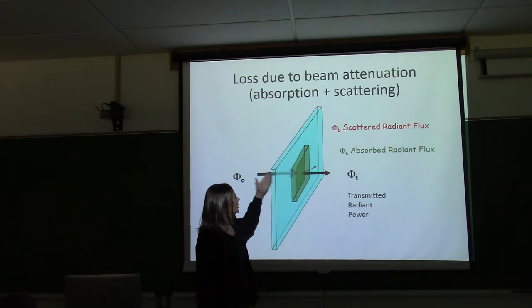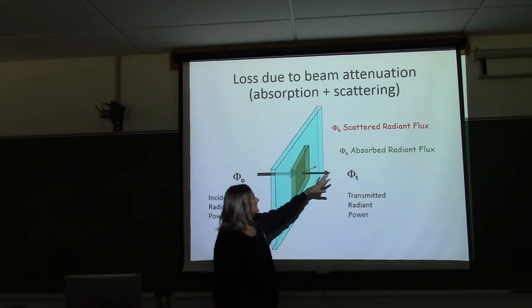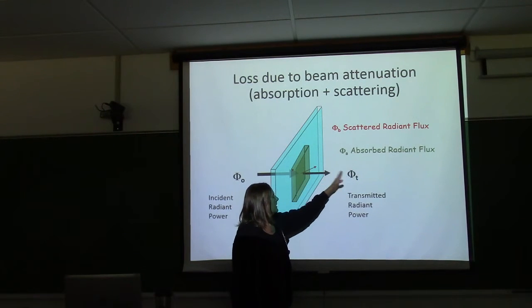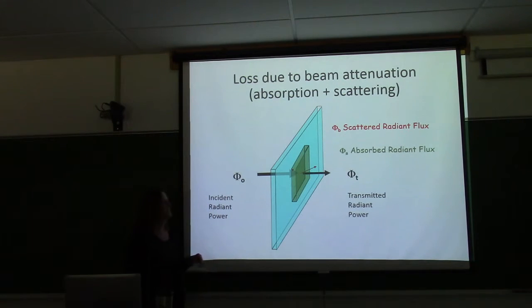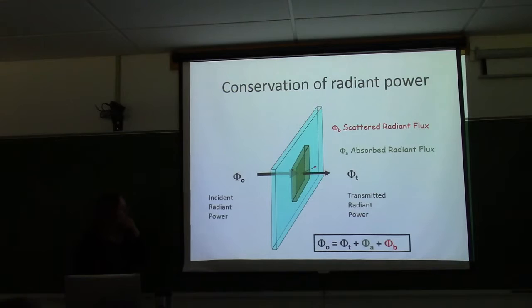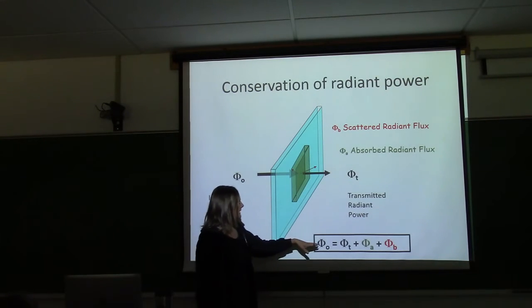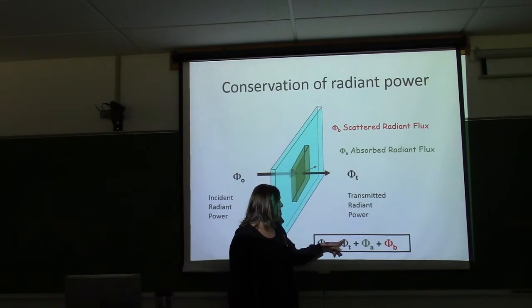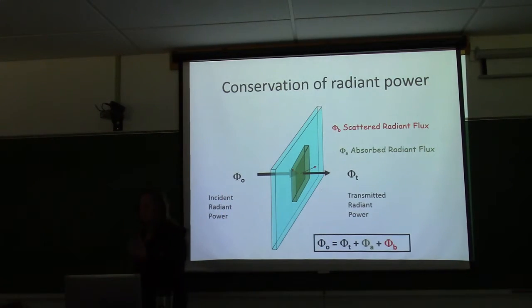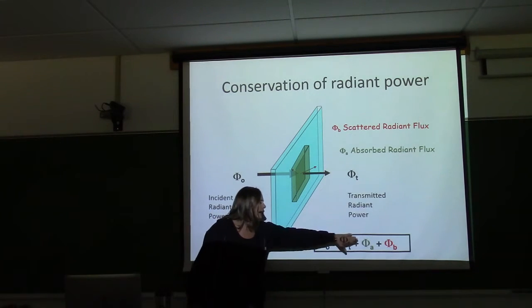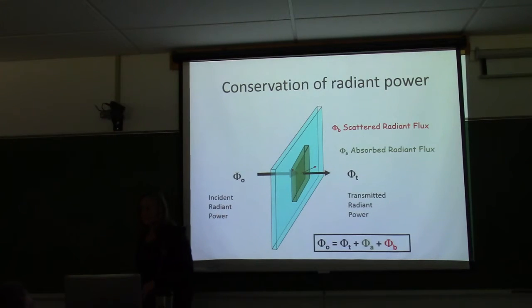So you could also have loss from the transmission due to absorption and scattering, and of course that would be total attenuation. So we know from conservation that the incident has to equal the sum of what got transmitted plus what got absorbed plus what got scattered. And this is the basis of spectrophotometry, just looking at where that flux of power ends up.